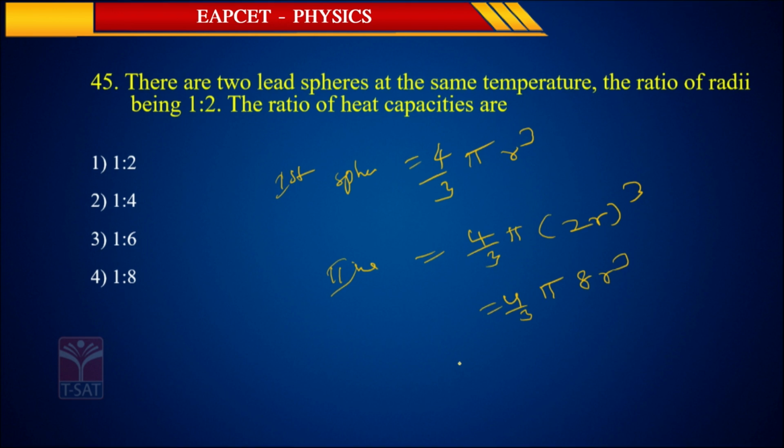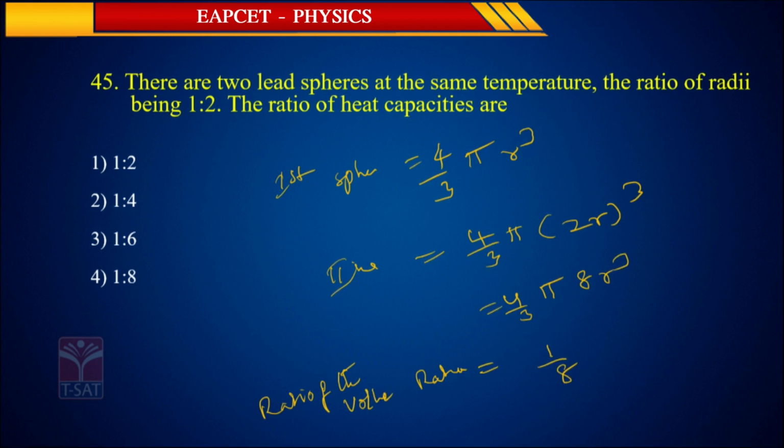Now the ratio of the first sphere and second sphere: 4/3 pi r cube and 4/3 pi r cube get cancelled. What is available? 1/8. The first sphere has 4/3 pi r cube as common, and the second sphere also has 4/3 pi r cube as common. Therefore, 1/8. This is the ratio of the volumes, children.